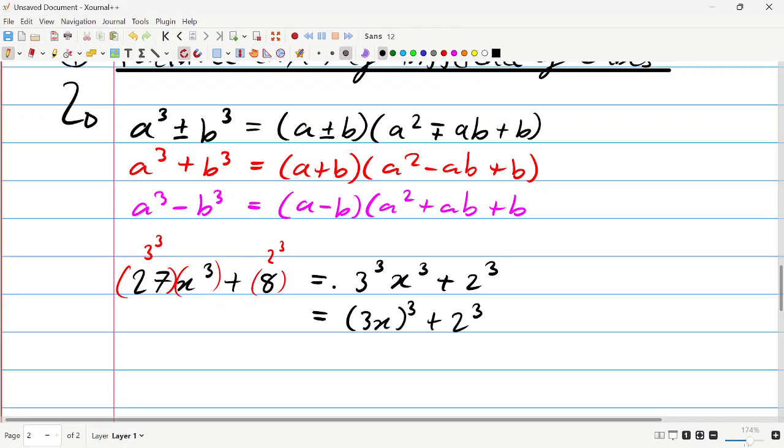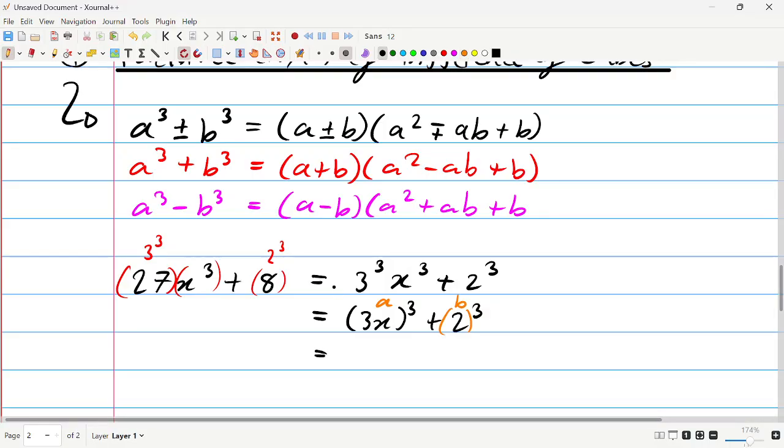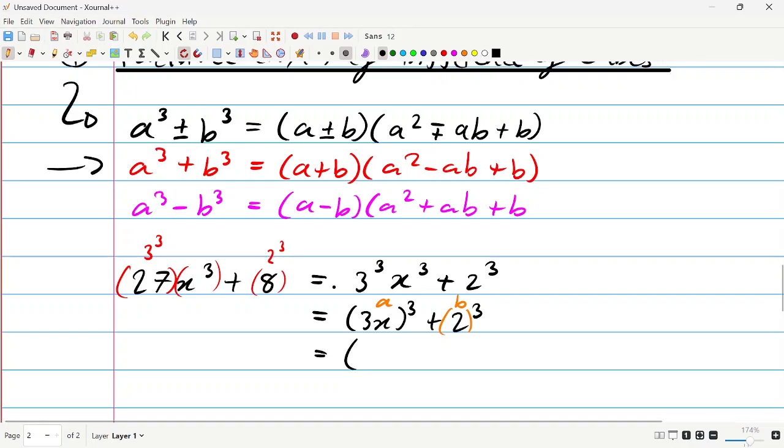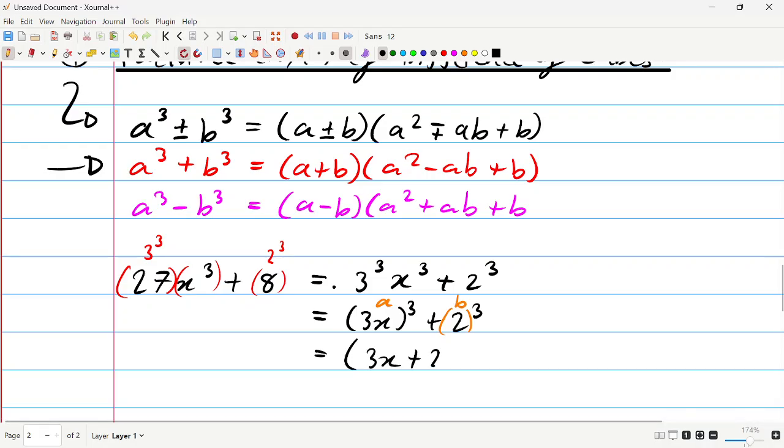plus 2 to the power of 3. And do you notice that we have it in the form of a cubed plus b cubed? So therefore we just plug that in to what we have. So it's a cubed plus b cubed, so we're going to be using this one over here. So a cubed plus b cubed is just equal to a plus b, which is just 3x plus 2.